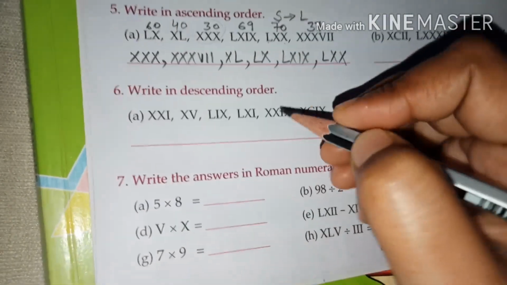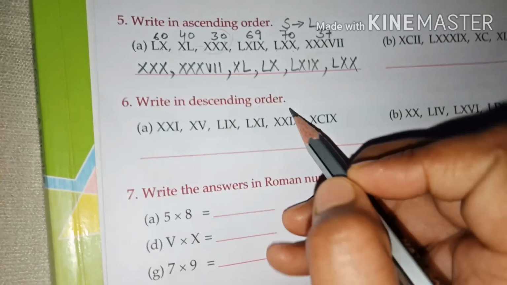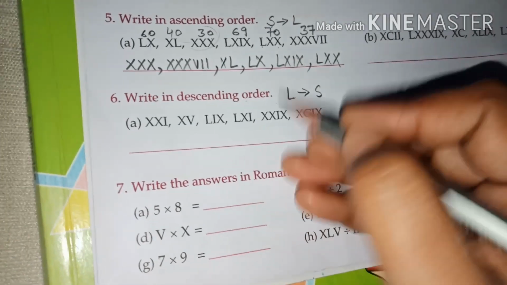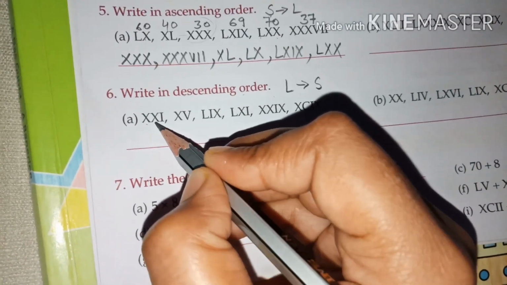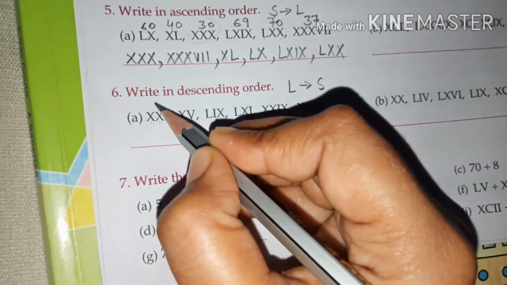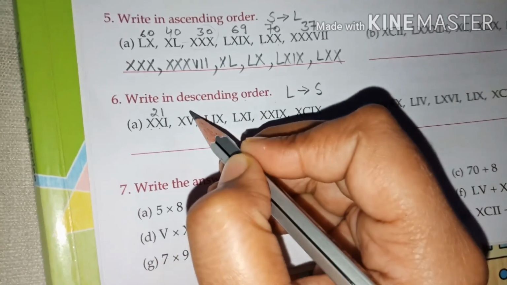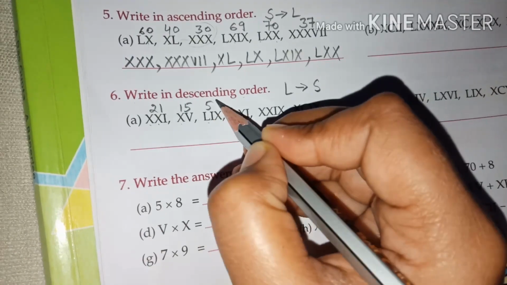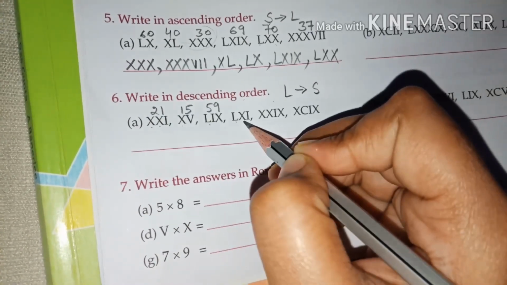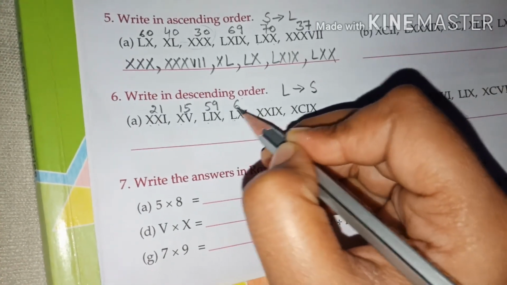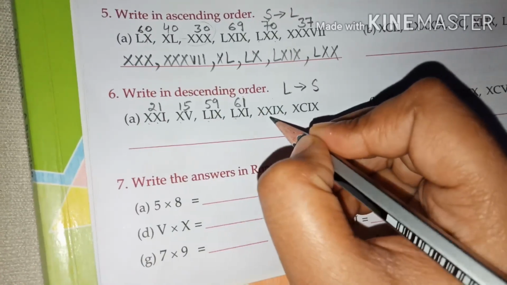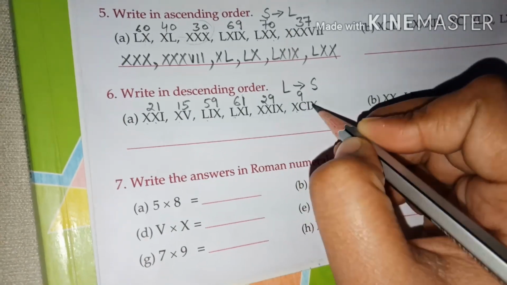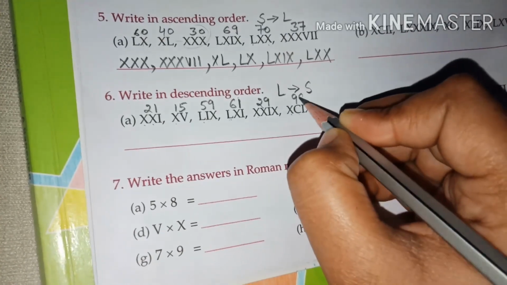Is it clear? Now in the same manner, write in descending order. Descending order is from largest to smallest. Again the same method we are going to apply. 20, X and X is 20, so 21, 10 and V is 15, L is 50 and IX is 9, so 59, L 50, X 60 that is 50 plus 10 is 60 and I 61, X and X 20, 29, XC is 90 and IX is 9, so 99.